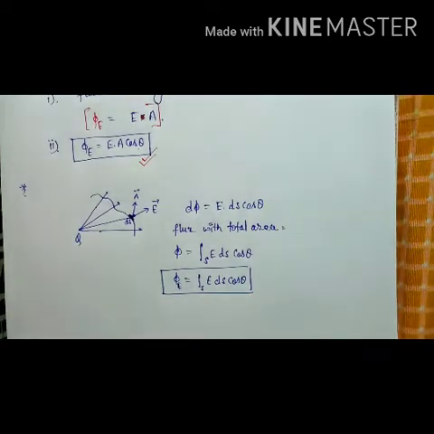Let us suppose we have a cylindrical surface. For a cylindrical surface, how can we find the electric flux? In a cylinder we have three surfaces: one curved surface and two flat surfaces. So for each surface, the flux linked with the area is different.